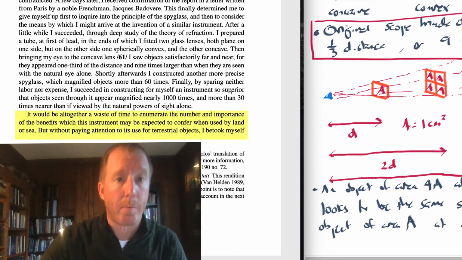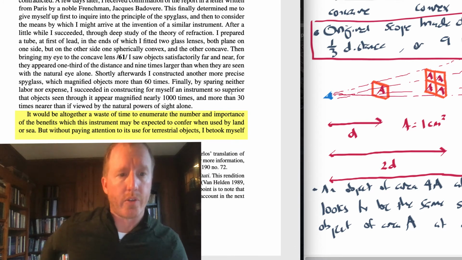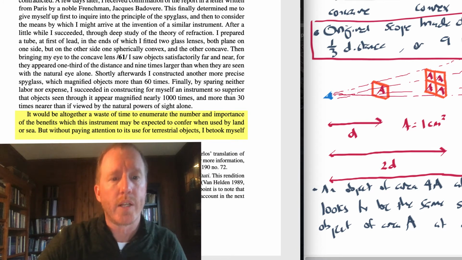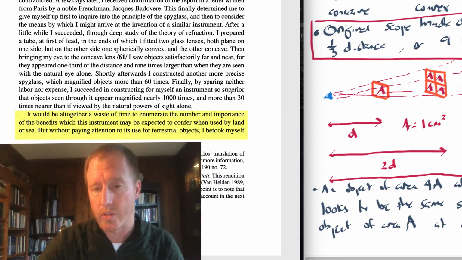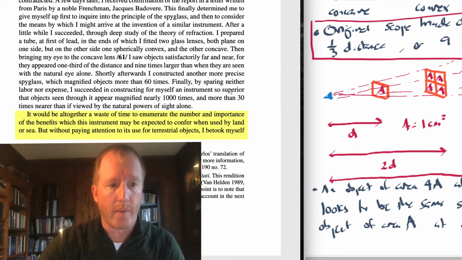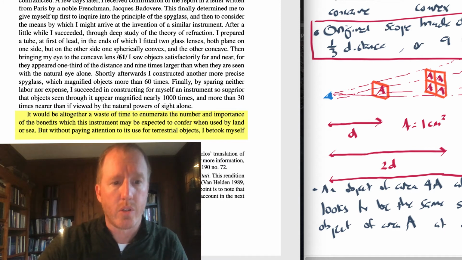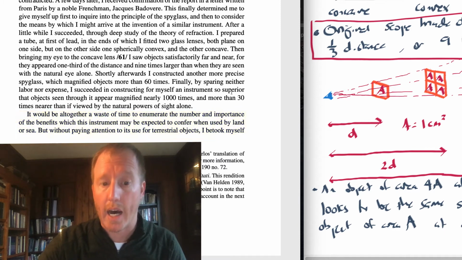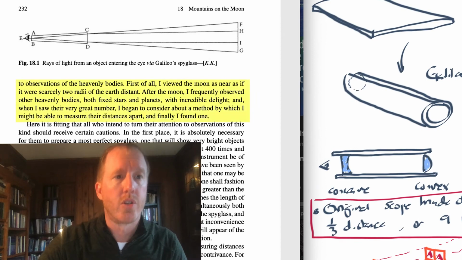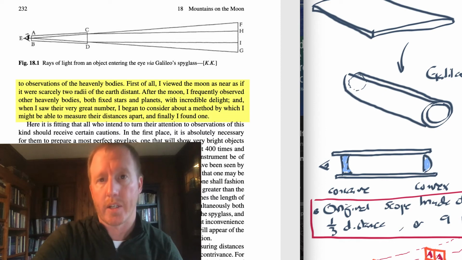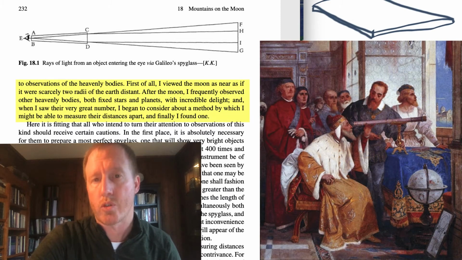Well, he says at the bottom of page 231, it would be altogether a waste of time to enumerate the number and importance of the benefits with which this instrument may be expected to confer when used by land or by sea. So you can use this telescope to see ships appearing at a great distance, okay? But without paying attention to its use for terrestrial objects, I betook myself to observation of the heavenly bodies. So whereas others were using it for terrestrial viewing, he's going to look at the stars.